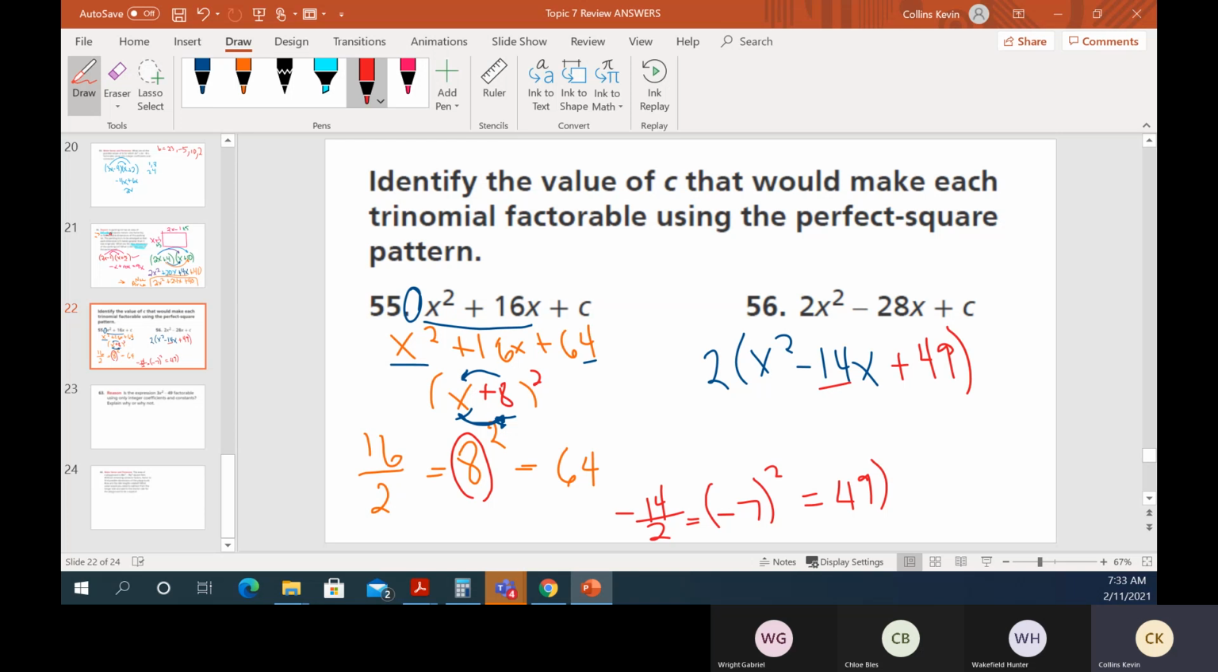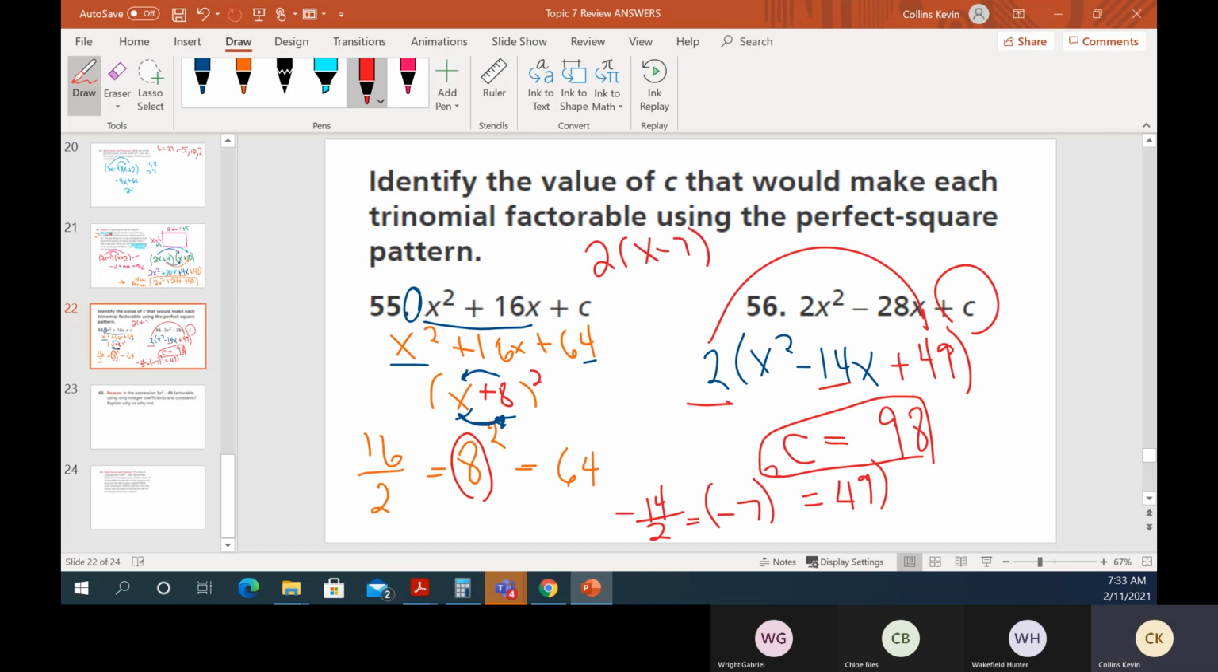Okay. So now, this isn't quite the original C value because we factored this out. So to get the original C value, we just have to multiply it back. So we do 2 times 49, and that's going to be 98. So if we plug that C value in, then you're going to get, as we said, 2 times x minus 7 squared. Okay? And that would be your answer. Questions?